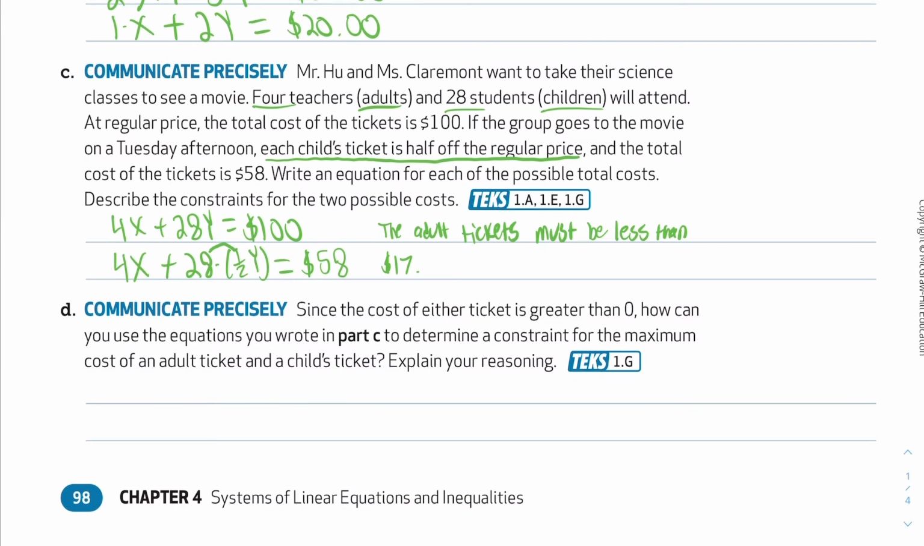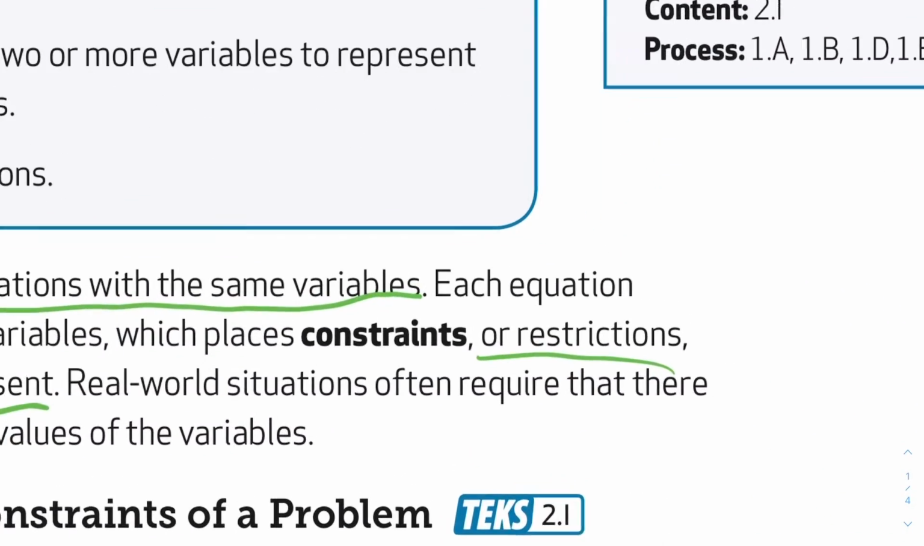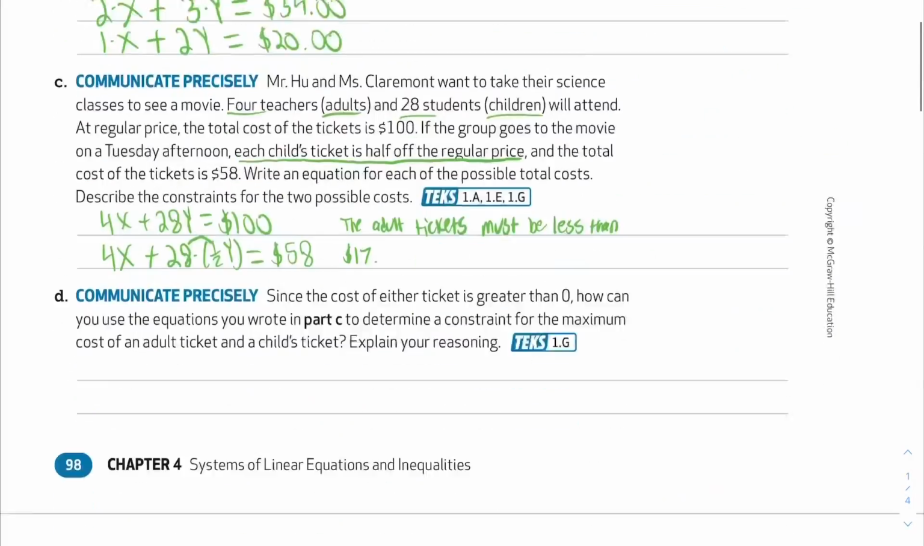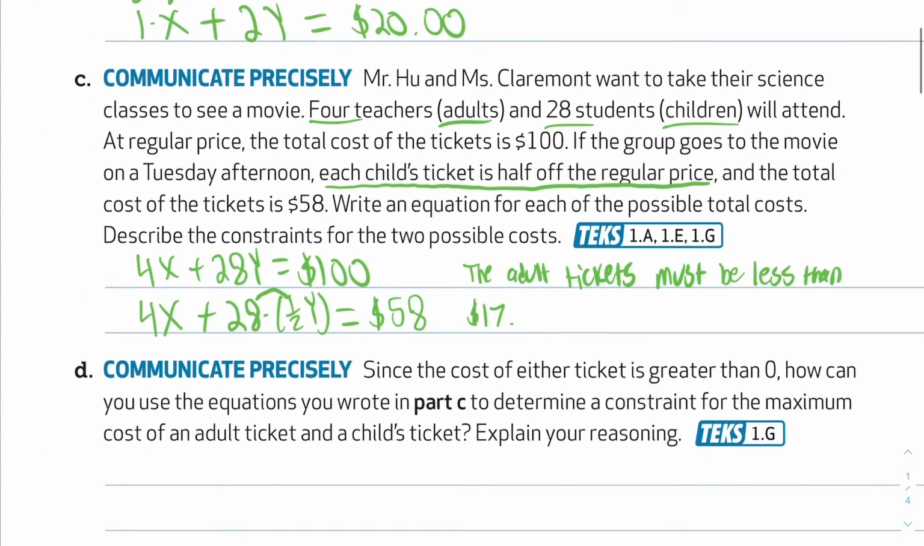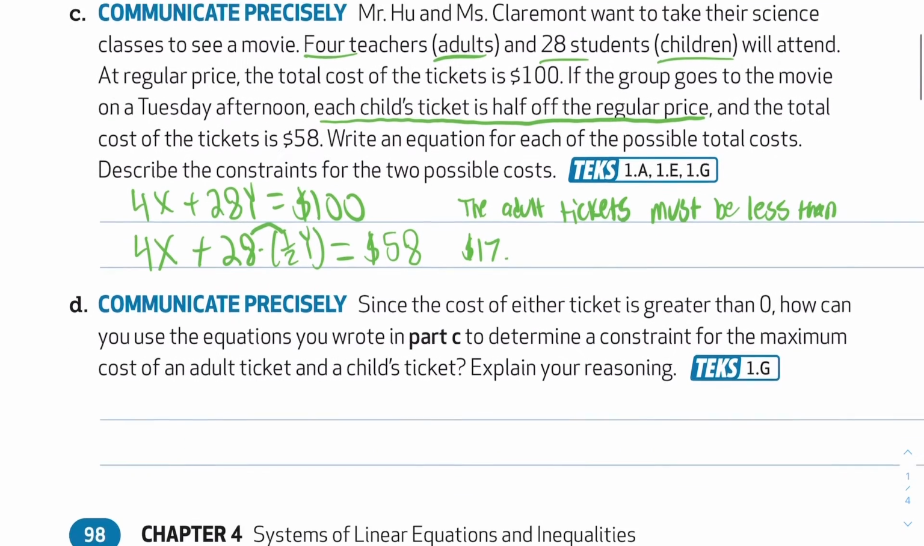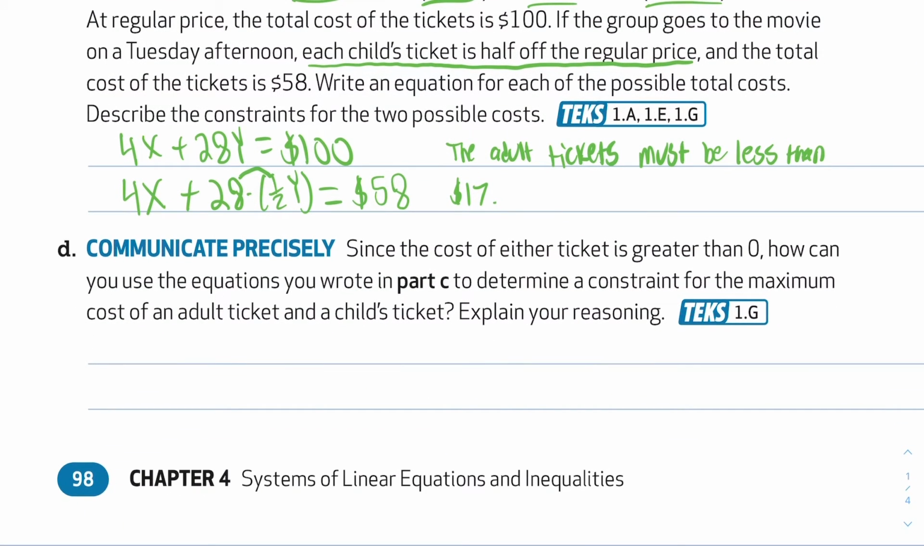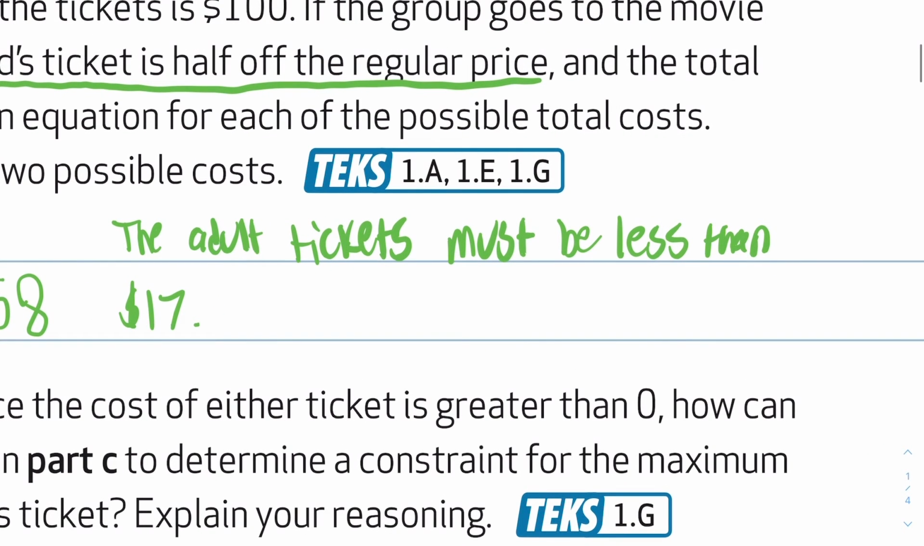The constraints are what is something that is definitely true that's limiting, because look, it's a restriction. Constraint is a restriction. So what's something that's definitely true about this problem that's placing a restriction on our possible answers? Since the cost of either ticket is greater than 0, how can you use equations you wrote in Part C to determine the constraint for the maximum cost of an adult ticket and a child's ticket? Well, I already made a constraint for the maximum on an adult ticket. It has to be less than this number. If it has to be less than this, then that means that 17 is the max.